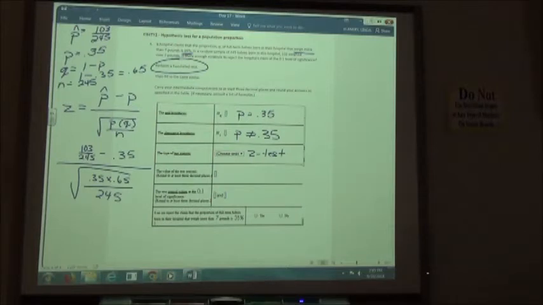How do we do this? All right, so get on the calculator. Clear that out. Okay, we want 103 divided by 245 first. So we're not going to do any of those tests yet. That's coming later. We're just going to do our calculation.